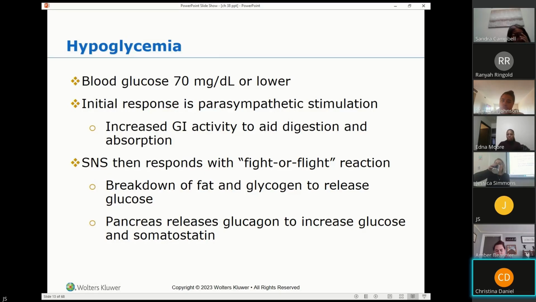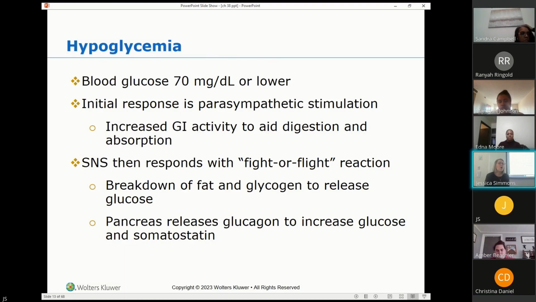Ms. Simmons, I have a question. With the ketones, isn't that the byproduct when the cells are using fat instead? So why would that be for hyperglycemia if there's already too much sugar in the blood? That's a great question. That's a very good question.